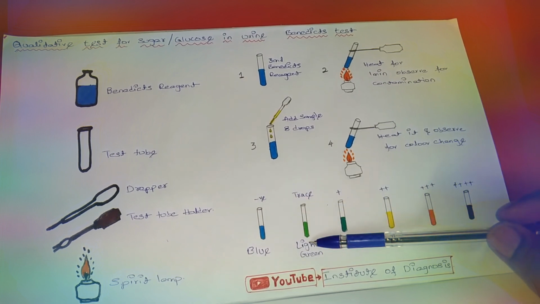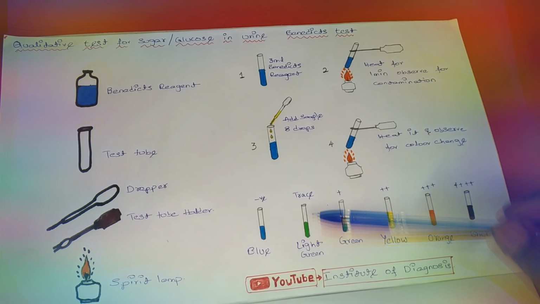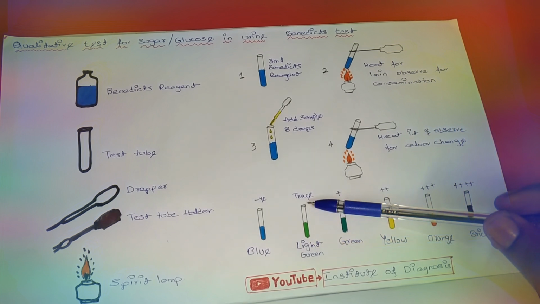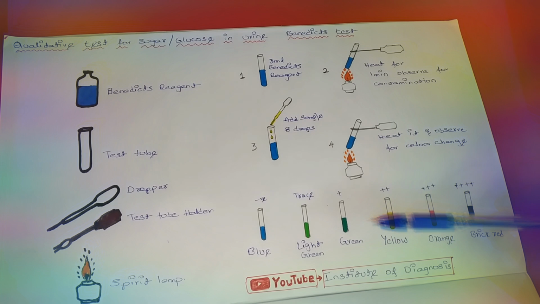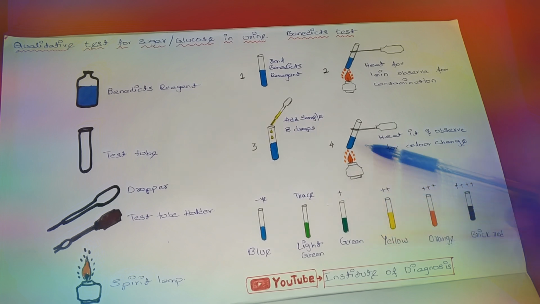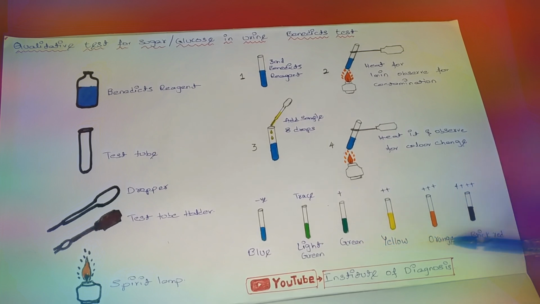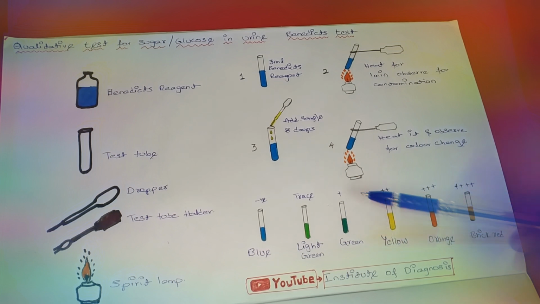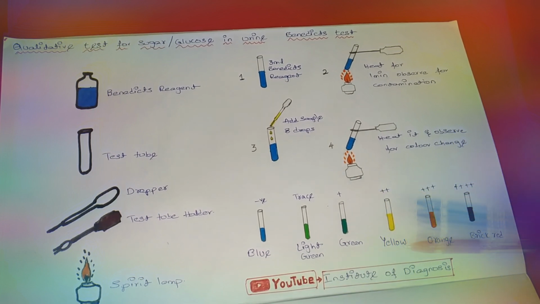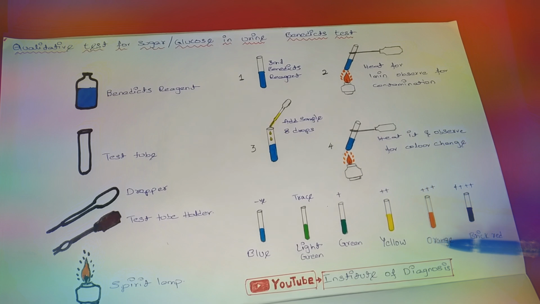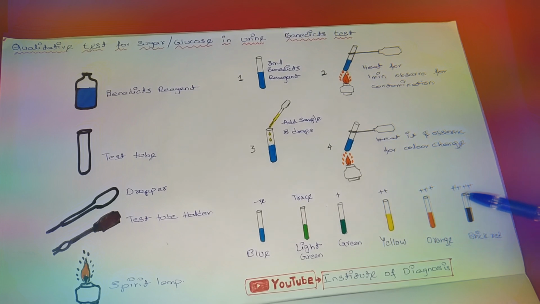If the color changes to light green, that means your sample is containing very trace amounts of glucose. If your sample turned into green, yellow, orange or brick red color, then you have to report like this. If it is green, +1. If it is yellow, +2. If it is orange, +3. If it is brick red, +4.